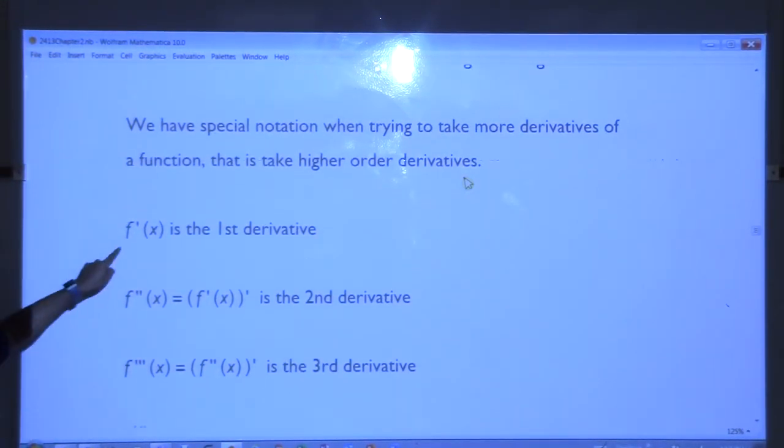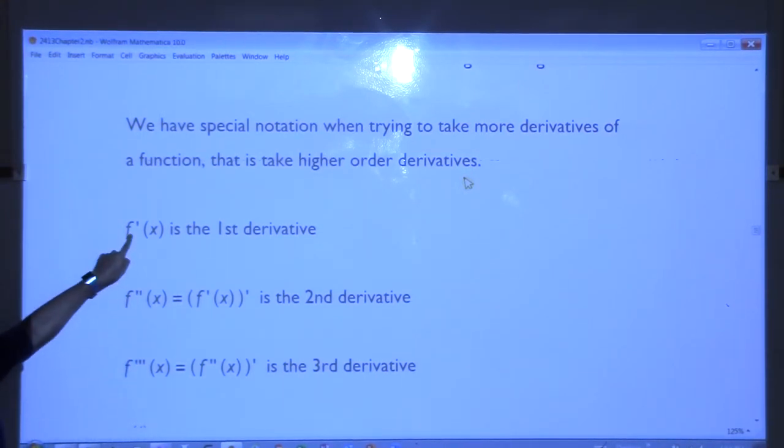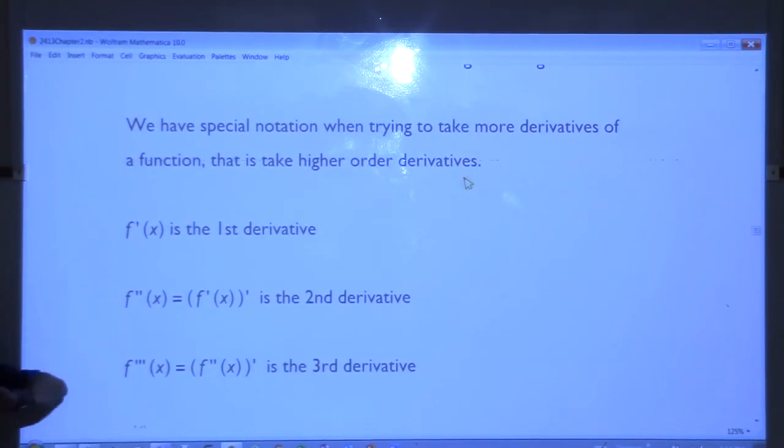If you want to take what's called the first derivative of a function, that's just the derivative. That's what we were talking about, right? Just a little prime mark. That means take the derivative. We call that the first derivative.